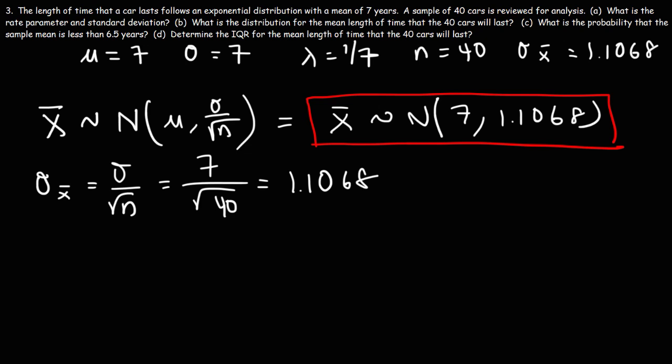Part C. What is the probability that the sample mean is less than 6.5 years?